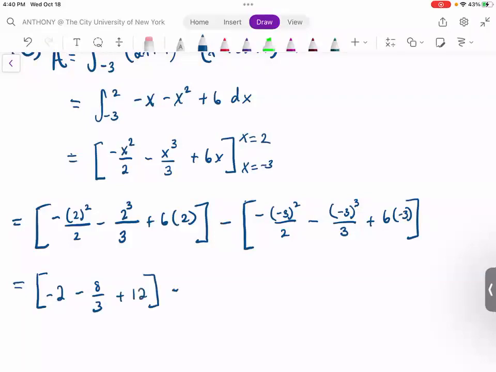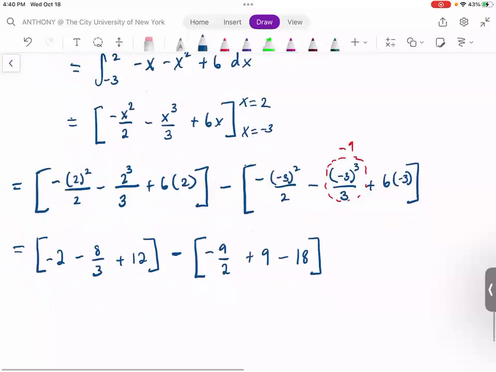Okay, minus -3 squared, which is 9. So you get -9 halves. Since -3 squared is 9, so you got 9 over 2, but again, there's a negative sign in front of it, so the whole thing became negative. Now, what's -3 cubed? -27. -27 over 3 should be -9. But 2 negatives, since there was another negative in front of it, became +9. Now, 6 times -3 is -18.